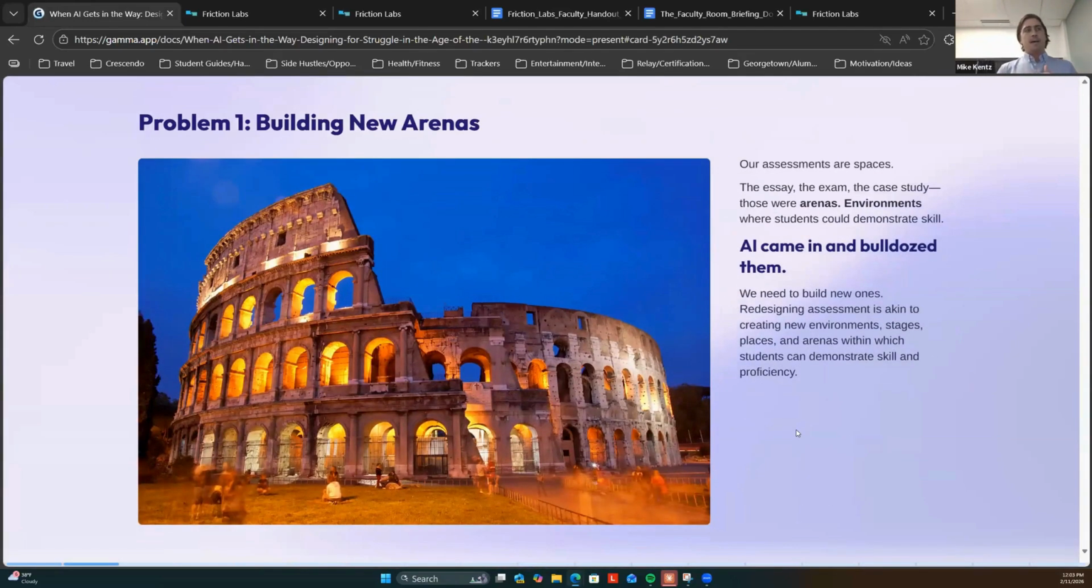The first is that I think of assessments as spaces rather than just products. So I think of them as environments and arenas in which our students can demonstrate proficiency and skill. And AI came in a couple of years ago and essentially just bulldozed those arenas. They took those spaces that we used to use to evaluate student thinking and removed them or made them a lot less effective. And that's what's making it so difficult: we don't really have a space where we can reliably, at least in the digital landscape, evaluate student thinking.